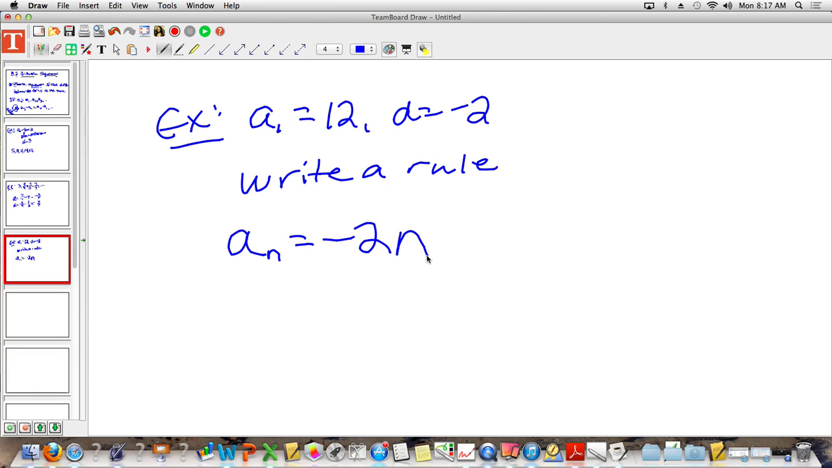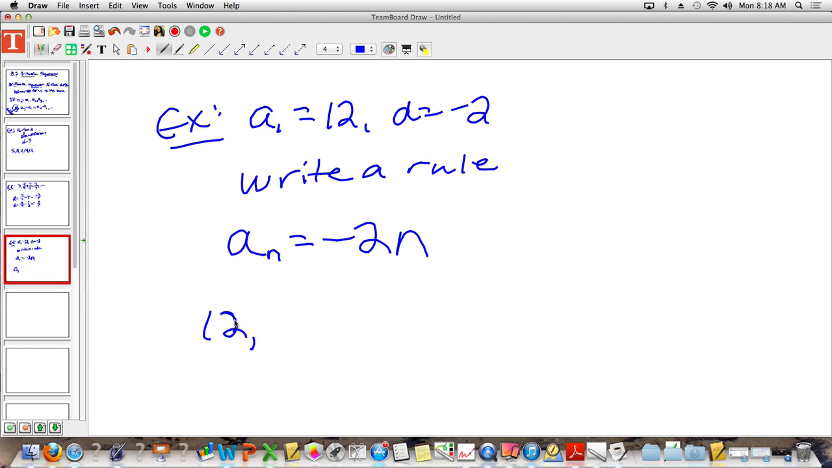And then we have a sub 1 is 12. So I just add a 12 onto the end? Negatory. No, you don't do that. Because this is the first term, and when you're writing a rule, you always need to give me the 0 term. So what I'm going to do here is list some terms to help me think through this. The first term is 12.